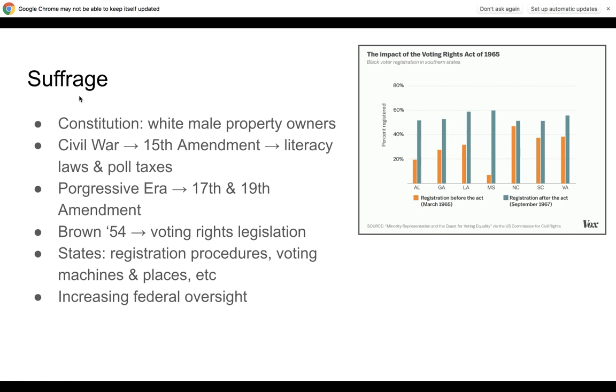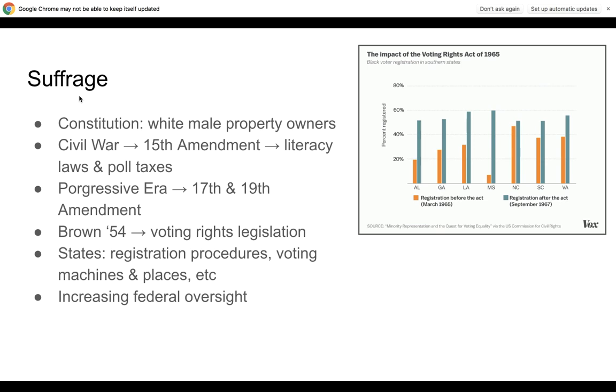Then we have more voting rights legislation by 1954. States, now remember, this is still a federal thing. So states can, as we saw, the country does not all operate voting the same in elections. Each state has their own registration procedures. Each state has their own relationship with voting machines and polling places. But over time, there has been some increased federal oversight.